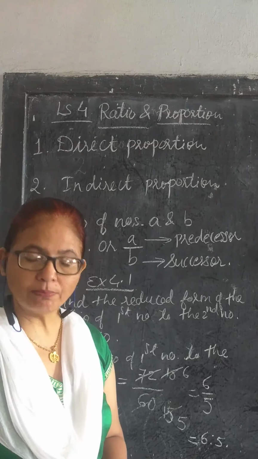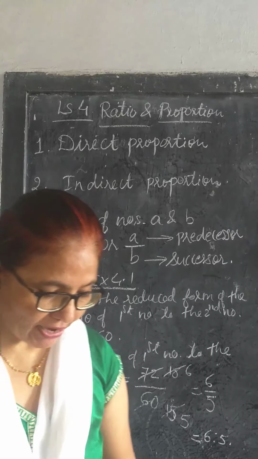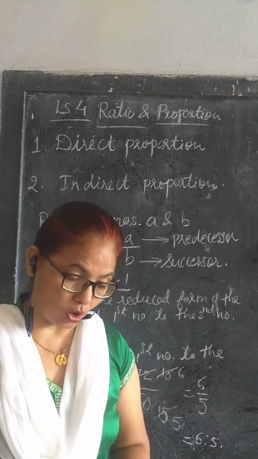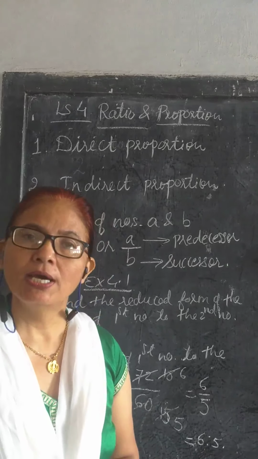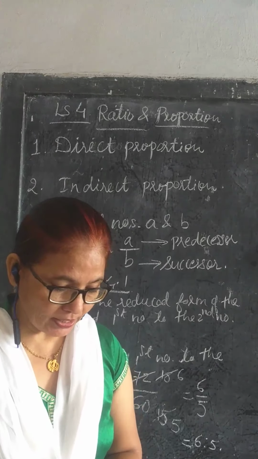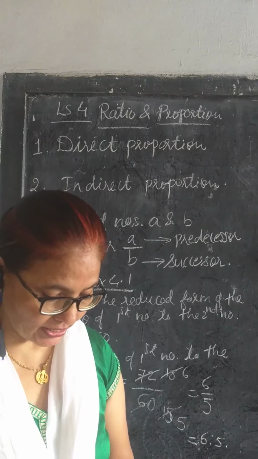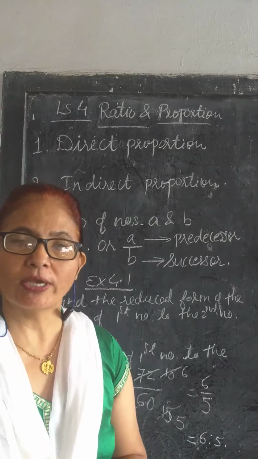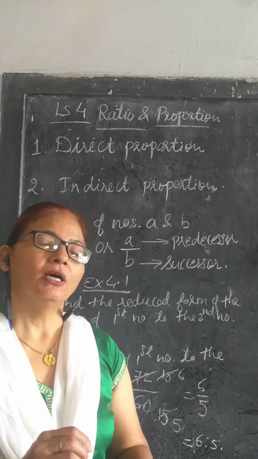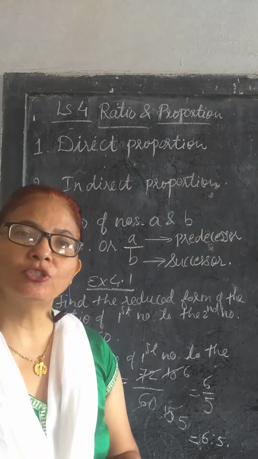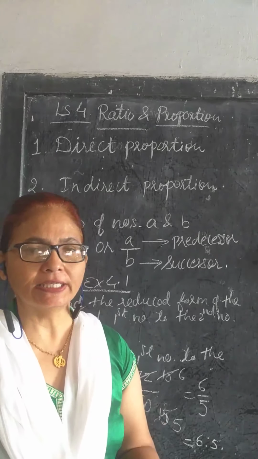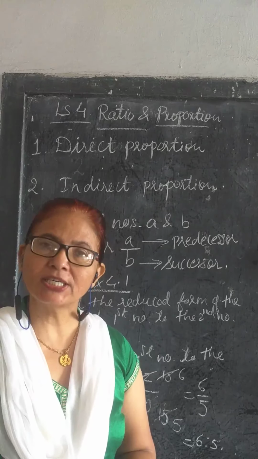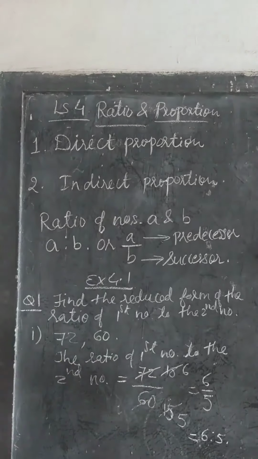Now you see question number 2. Question number 2 is what? Find the reduced form of the ratio of the first quantity to the second quantity. Again here some units are given. As you can see, somewhere liter, milliliter, year and months are given. So I told you, first you will convert the given quantities into the same unit and then you will find the ratio. So let's see question number 2.